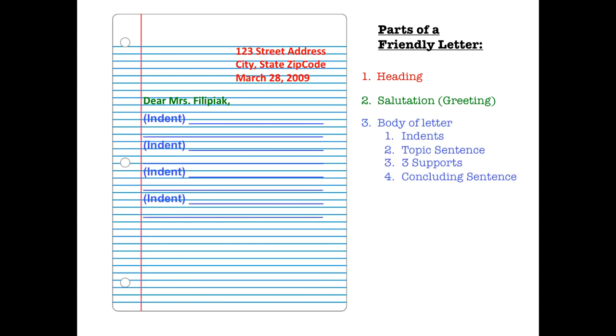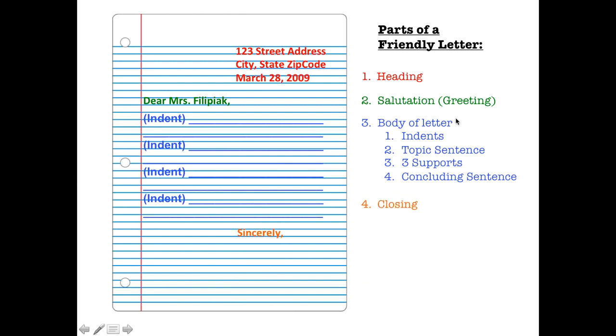Part three is the body of the letter. This is where you want to include your paragraphs about what you're writing about. So you want to make sure that you always start a paragraph with an indent. You want to make sure each paragraph has a topic sentence. It has developing supports. I put three at the minimum. You can write as many supports as you'd like. And then it always has a concluding sentence. The concluding sentence should wrap up, but also transition to your next topic.